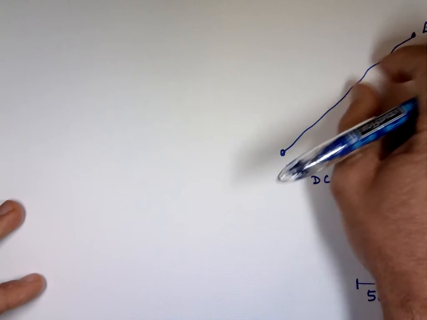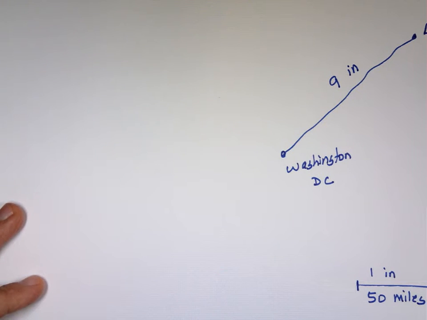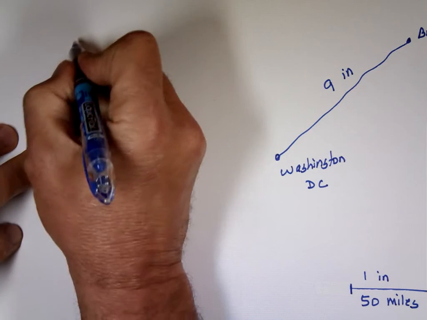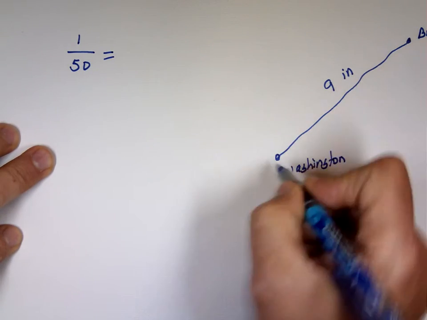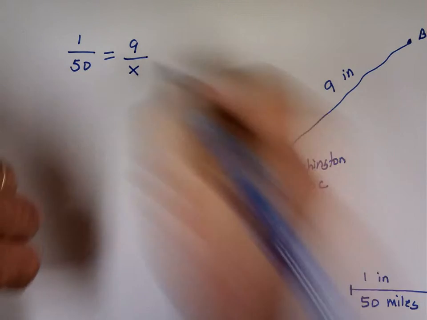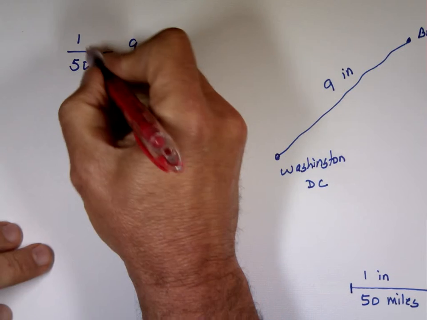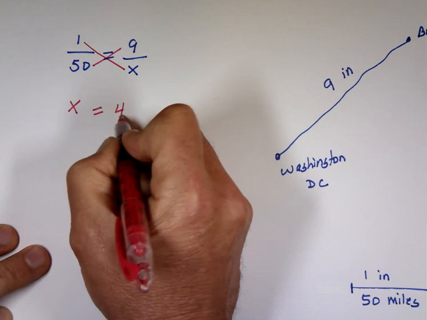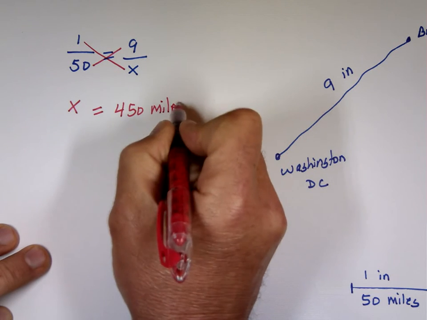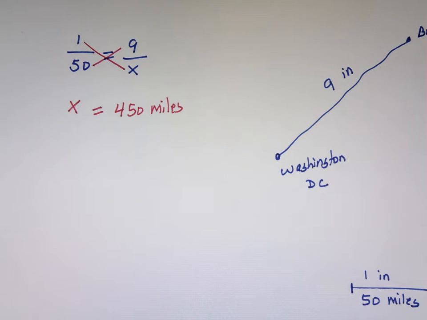And you go, let me measure that, 1, 2, 3, 4, 5, it looks like about 9 inches. So how far is Boston from Washington DC? How many miles? We can do a proportion. We can say 1 inch is the same as 50 miles. So if my map distance from Boston to Washington is 9 inches, how many miles is that? That is a proportion. Cross multiply. 1 times x, which is x. 9 times 50, which is what? 450 miles. So based on this scale and the distance I measured, I know Washington DC is roughly 450 miles away from Boston.